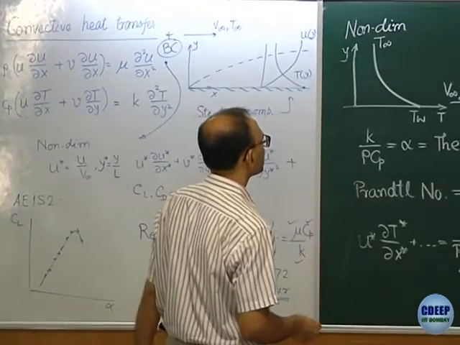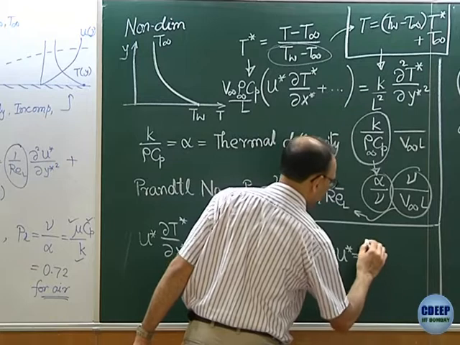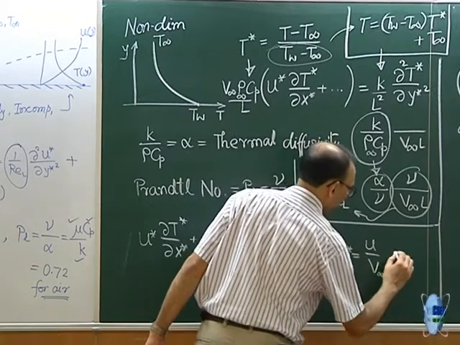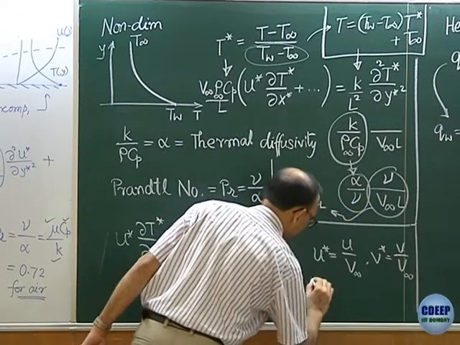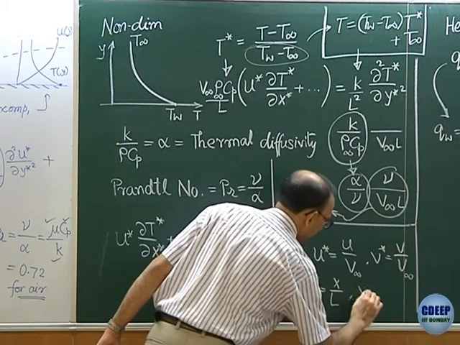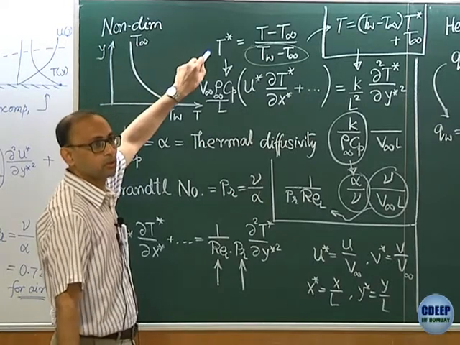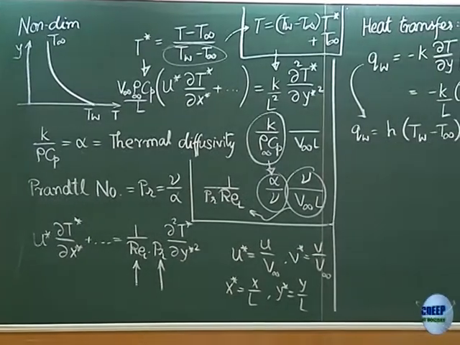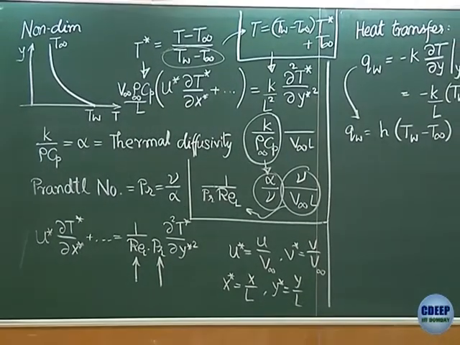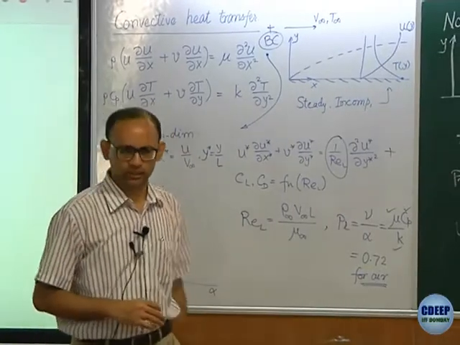So, what we are doing is u star equal to u over V infinity, v star the same way, v over V infinity, x star is x over L, y star is y over L, and temperature T star is given here on the top, we defined earlier, just to make everything complete. The problem doesn't change so much if you non-dimensionalize y with delta. You just have to keep track of one additional thing.